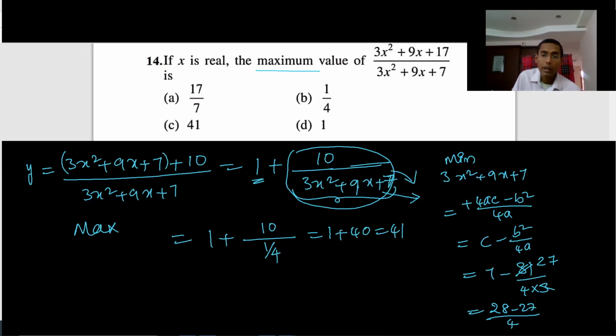Otherwise, another way is also there. What is that? Assuming this as y and taking this to the left side, delta greater than or equal to 0, then you can find the range. That way you can find its minimum and maximum value.